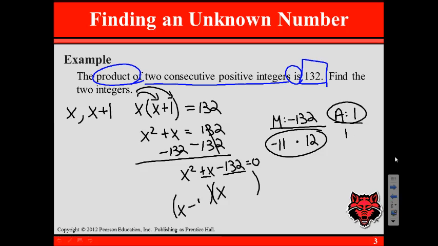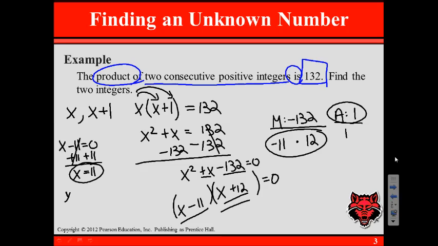This factors into x minus 11, x plus 12, and we set this equal to 0 because we have to carry down both sides of the equation. At this point, we now want to set each factor equal to 0. Starting with the first factor, we have x minus 11 equals 0. We add 11 to both sides of the equation, and we're left with x equals 11. We do the same thing with the second factor, x plus 12 equals 0. We subtract 12 from each side, and we're left with x equals negative 12.